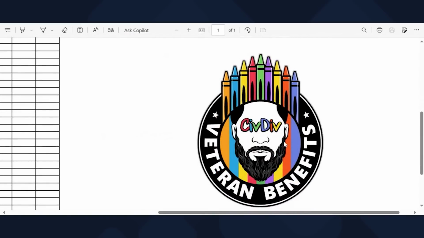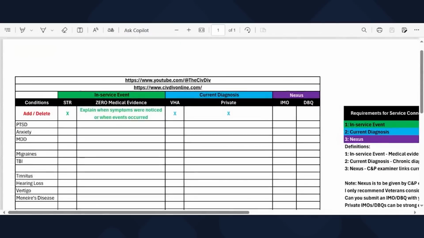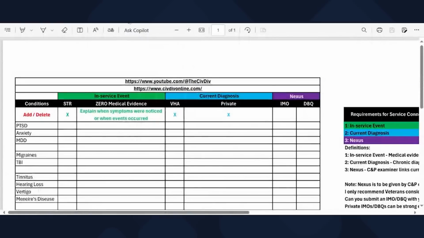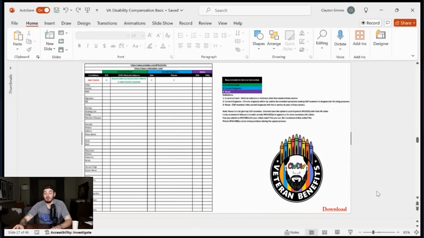Now, just for giggles, look at that beautiful new and improved logo there. Now, this is also going to be downloadable, and you can see that on the slide deck as well as the website. And there's the downloadable link right there.